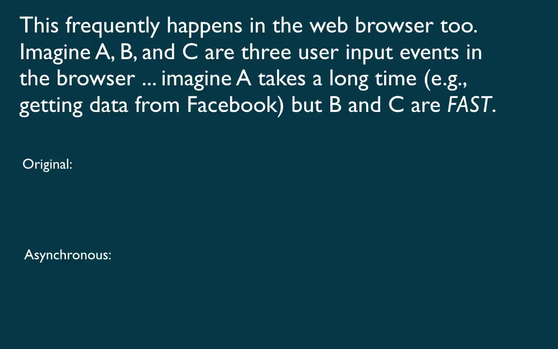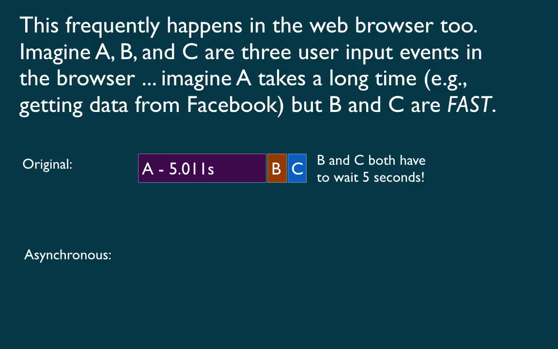Okay, in the original way, here's what happens. The synchronous, the regular way, is A comes in first. It takes the whole 5 seconds. It freezes up your browser and works for all 5 seconds, right? During those 5 seconds, your web browser, the loop, can't do anything else. It's just frozen there waiting for Facebook to get data back to it. That's clearly bad. And now B and C are almost instantaneous, but B and C both have to wait for 5 seconds for A to be done, just because A came in a little before.